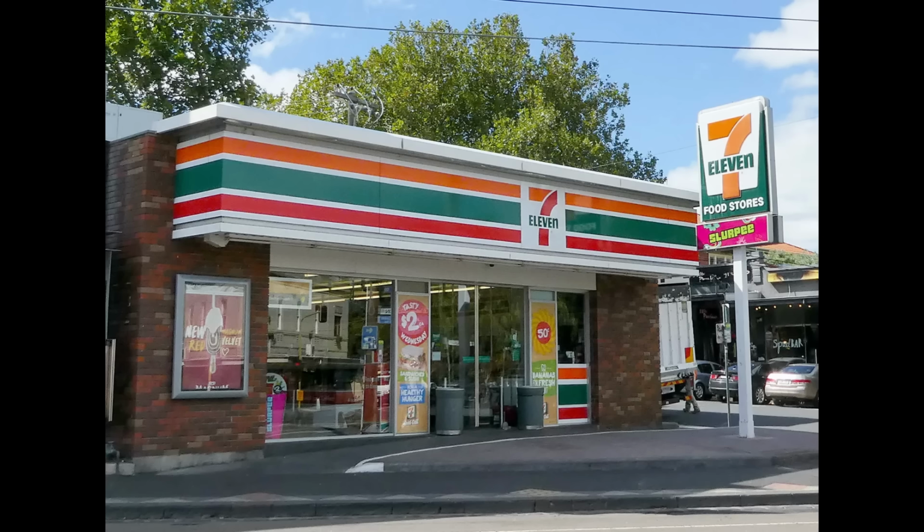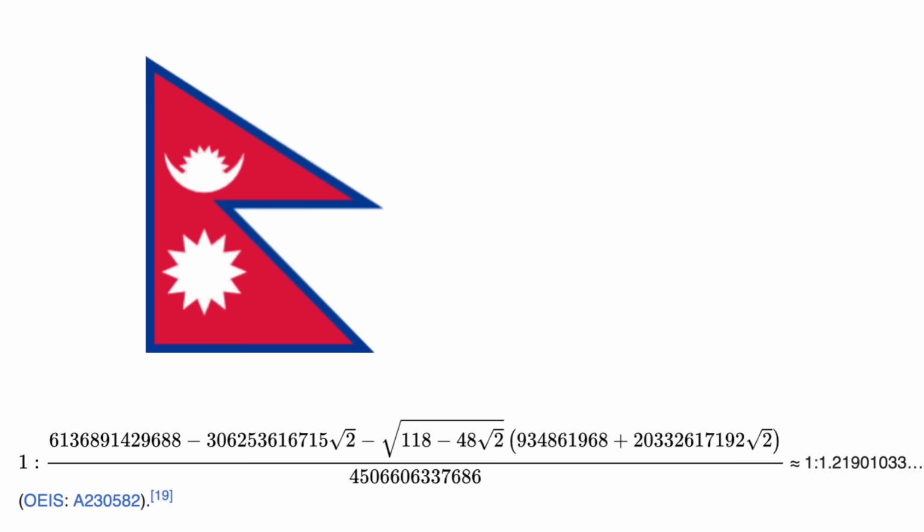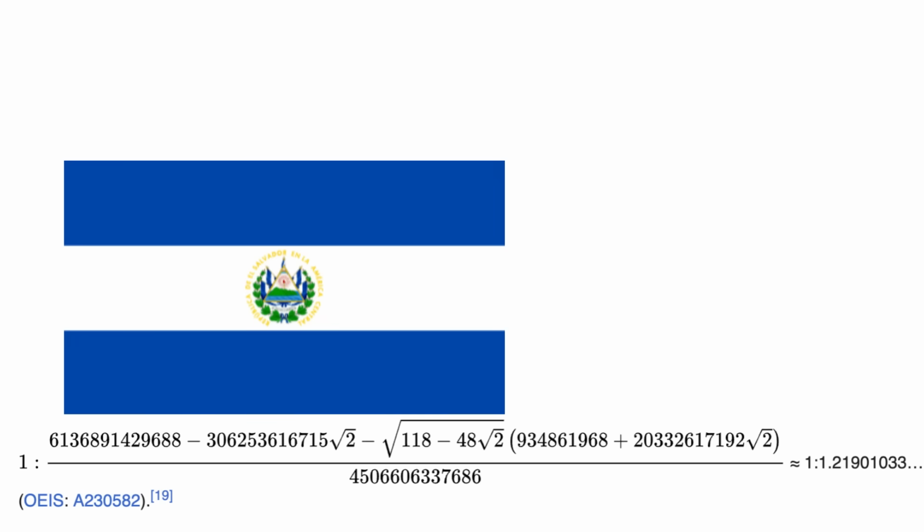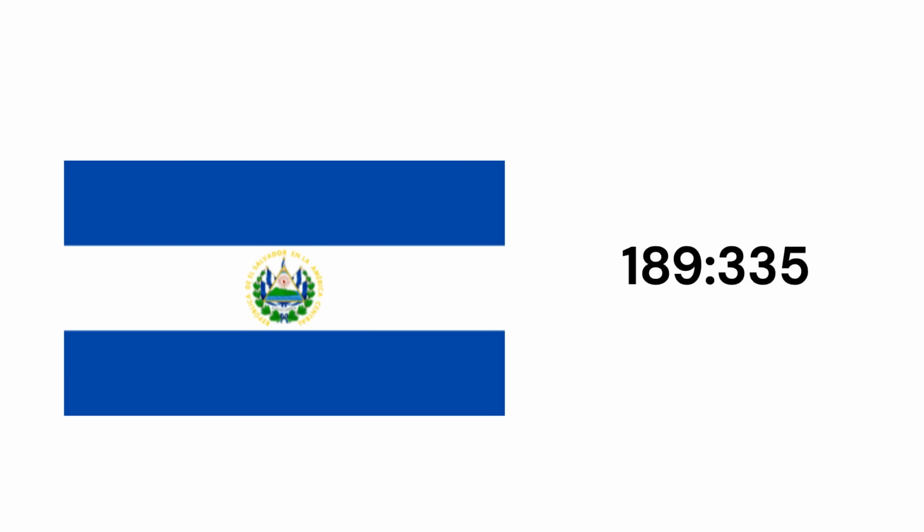And funnily enough, it does not have a single 7-Eleven shop in the country, but both countries with ratio 8:11 have a 7-Eleven. And now, for the extremely weird ones, we obviously have Nepal. You need a full-on mathematical equation and a formula. For El Salvador, it is 189:335. And lastly, for Togo, it is 1 to the golden number.